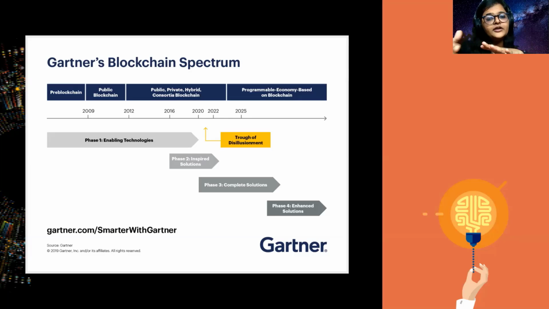As we move forward in the further phases, we are going to have complete solutions deployed end to end in enterprises as well as startups. And as we move to the next phase, there is a lot of research going on right now that will help enhance the existing solutions. So if you see towards the end of the era, we are going to have a programmable economy based on blockchain.